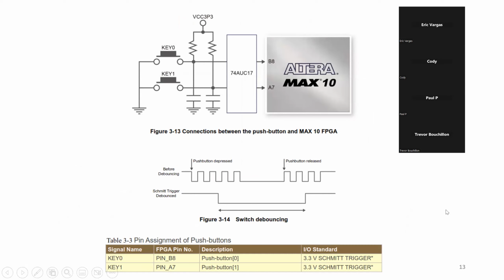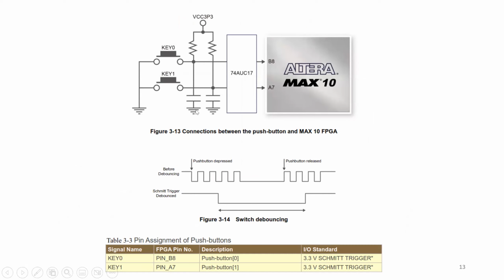Hello, Paul. Hello. This key 0, if it is open as it is, the board input B8, will it be high or low? Low. If key 0 is open as it is in the figure.